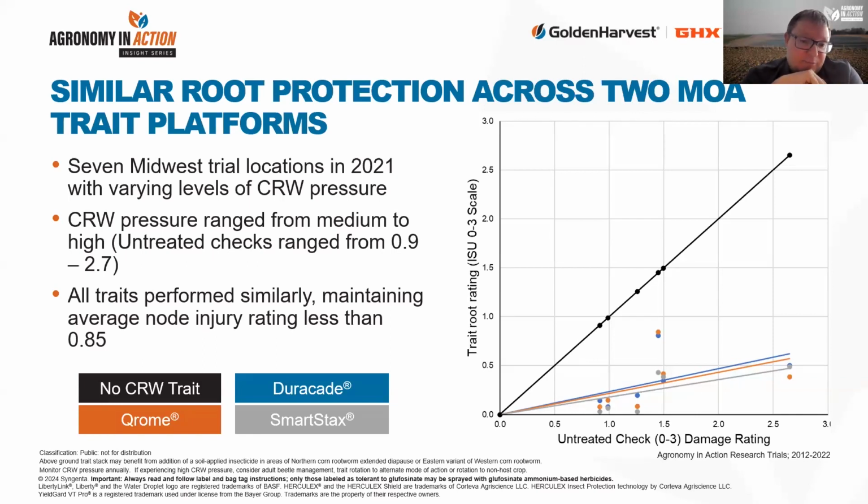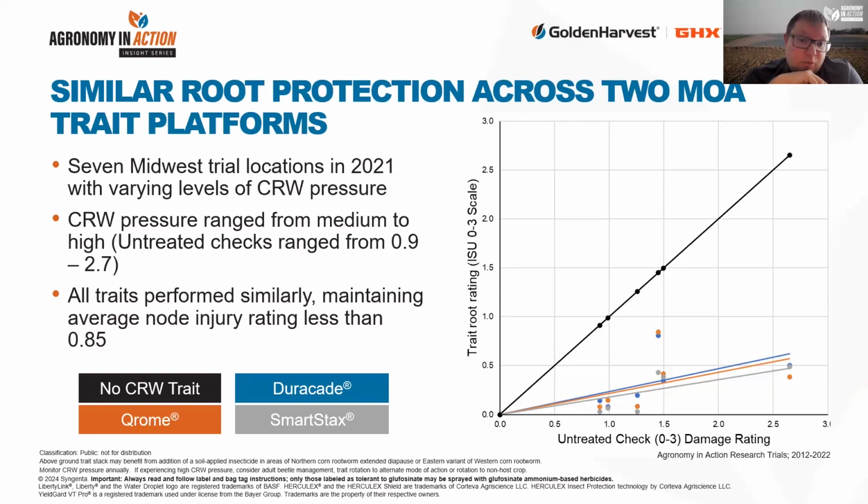But the gray is SmartStax-containing hybrids, in this case in a DEKALB bag. And what we noticed across a lot of locations, a lot of years, and a lot of levels of pressure, that again, that black line is untraited hybrids, the blue line's Duracade, the orange line's Chrome, the gray line is SmartStax.